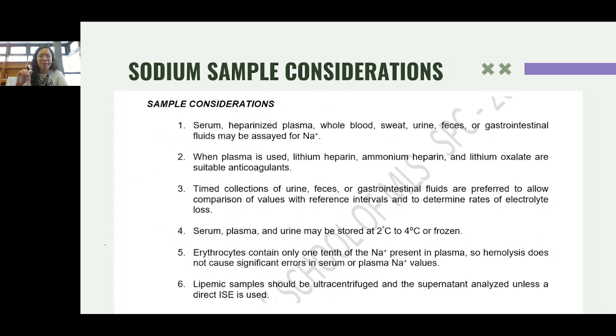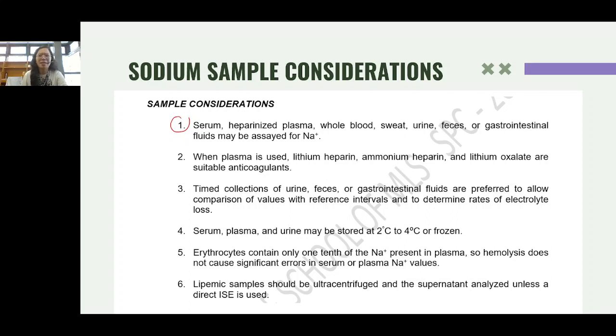So actually, in the laboratory output that I will give you, kids, to be photocopied, there is also a portion in the introduction part of your lab output wherein the sample considerations are emphasized. We already mentioned number 1. Number 2, when plasma is used, lithium heparin, ammonium heparin, and lithium oxalates are suitable anticoagulants. And for number 3, timed collections of urine, feces, or gastrointestinal fluids are preferred to allow comparison of values with reference intervals and to determine rates of electrolyte loss.